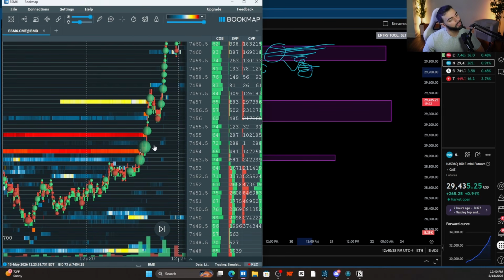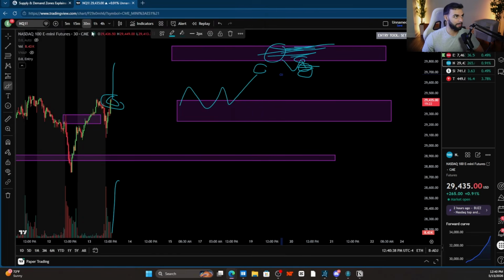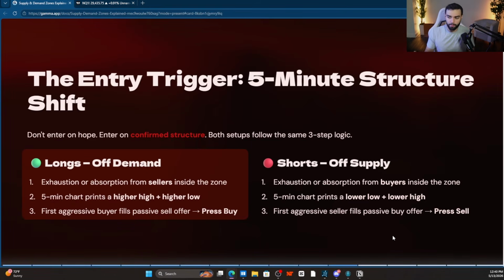We then fill a passive buy offer, a passive sell offer with an aggressive buyer, and then make an aggressive bid above, clearing these offers. And that's when I would press that buy and/or sell button. Same thing for both sides, just flip-flop.